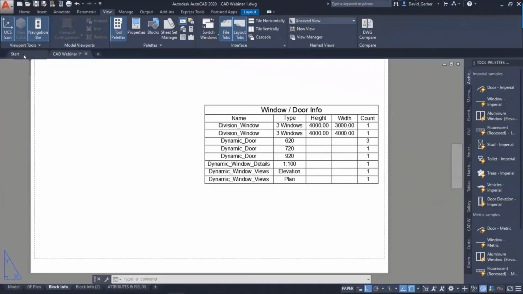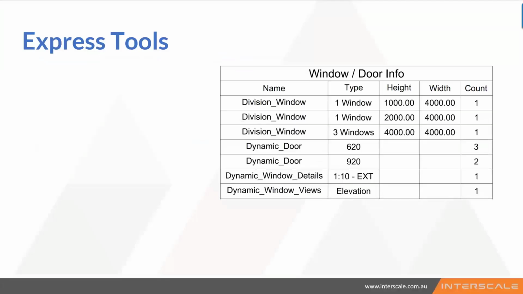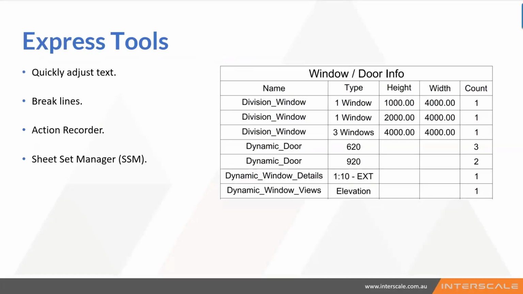And then let's have a look at some Express tools. Oh, also, if there are any questions, feel free to pop them in the Q&A, and I'll go through them at the end. I forgot to mention that. We'll have a look at some Express tools, so how we can adjust text very quickly. We can also create break lines, which is really handy. I see a lot of people that actually just create them manually, so I'll show you how break lines can be used. The action recorder is very handy as well, and the sheet set manager.